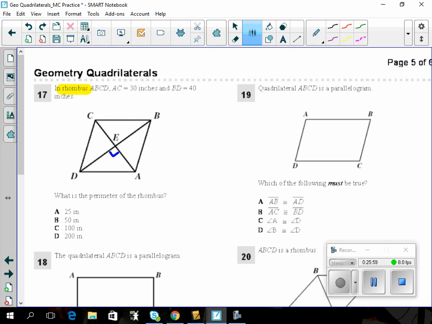So when we look here, it says that AC is 30. Oh, wait a minute. So if AC is 30, don't I know that each of these is 15? Why? They bisect each other, so they are cut in half. And we know half of 30 is 15, right? Let's keep going. It says BD is 40. So 20, 20. I agree. Are we okay so far?